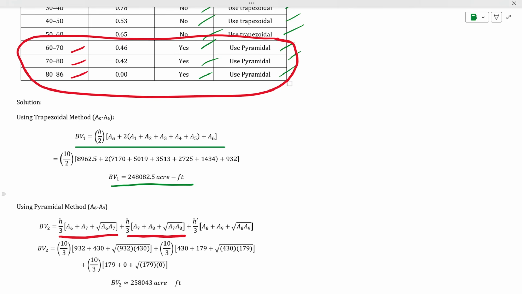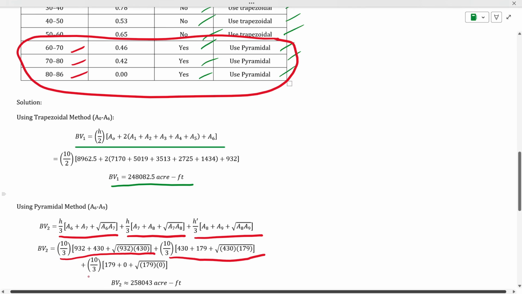Please take note of the following thicknesses. This is the thickness from 60 to 70: we have 10. Next, the thickness for 70 to 80: we have also 10. And lastly, the thickness for 80 to 86, it should be 6. That is a typographical error, so it should be 6.